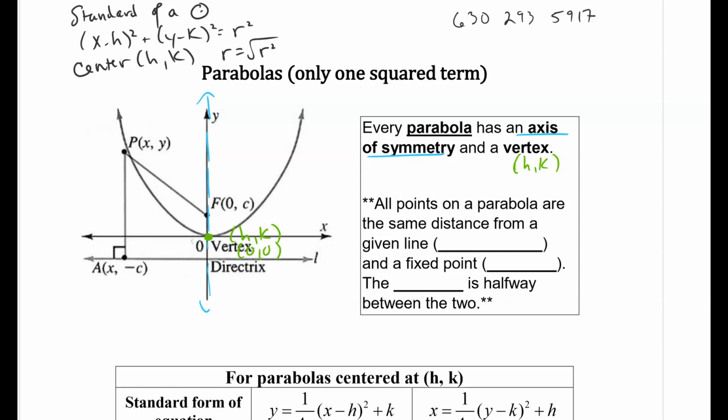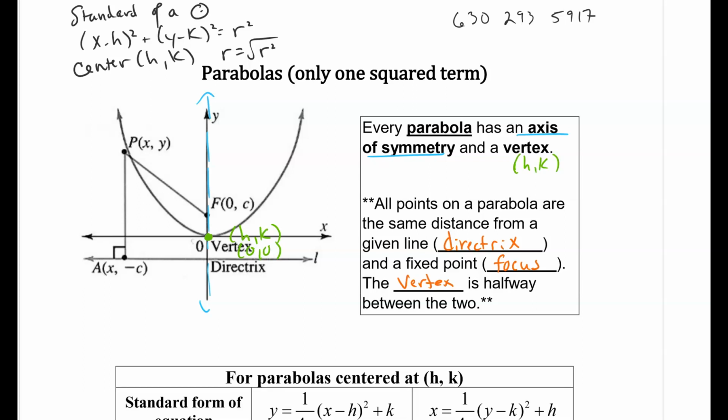But then we actually had a fancy definition for a parabola, and it said the following. A parabola is the set of all points that are the same distance from a given line, called the directrix, and a fixed point called your focus. Now, focus, if you remember when you worked with mirrors in physics, is always going to be in the interior of your parabola. And the cool thing is we always know that the vertex is going to be right in the middle. It's halfway between the two.